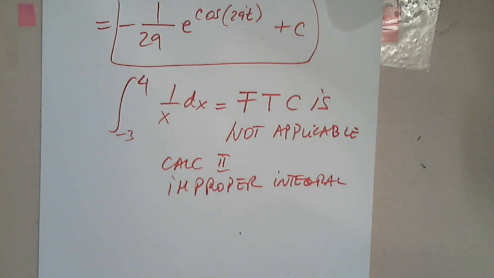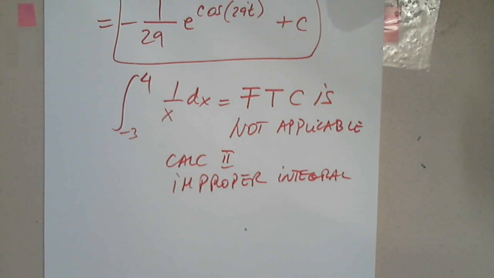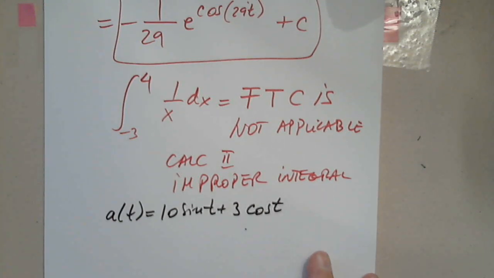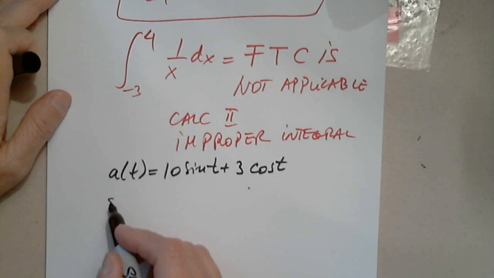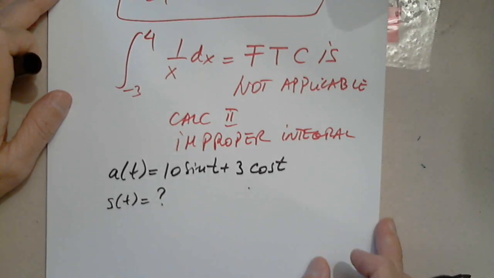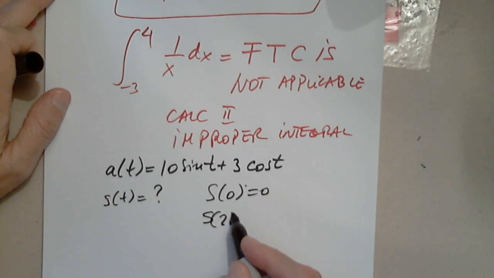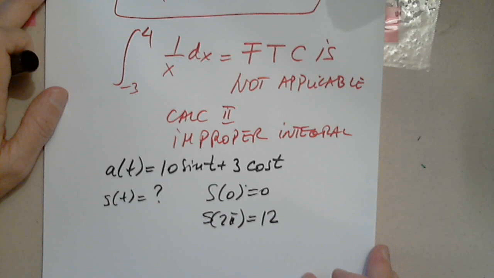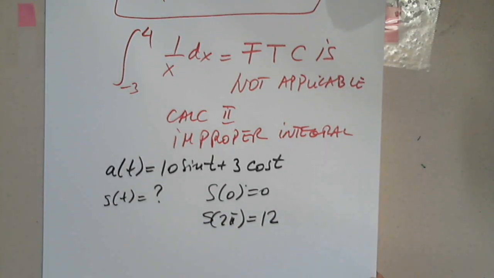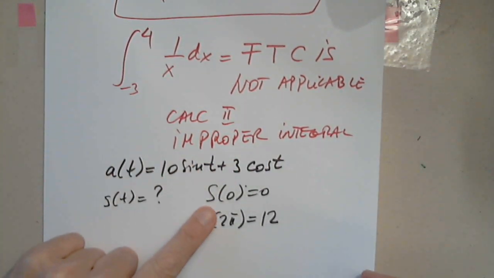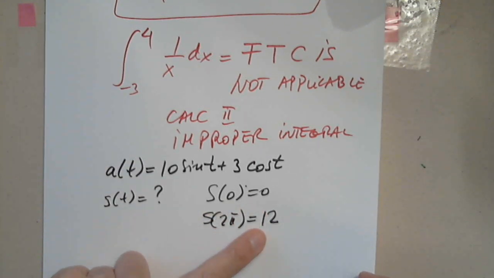Number 1. Very good. So in number 1, we have an acceleration function, 10 sine t plus 3 cosine t. And they're asking us to find the distance function. And they're giving us that s of 0 is 0 and s of 2 pi is 12. So we're not asked to find the most general antiderivative. They're specifically asking us to find that function that has the second derivative this. And when I plug in 0, I get 0. When I plug in 2 pi, I get 12.